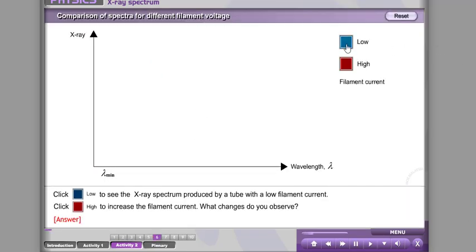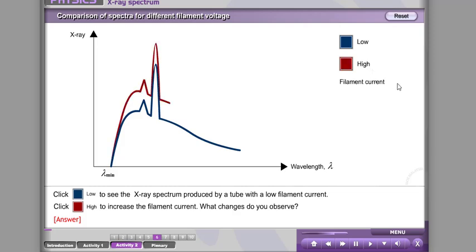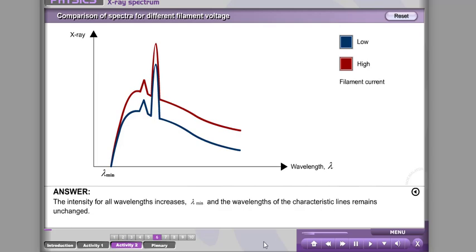Click the low button to see the X-ray spectrum produced by a tube with a low filament current. Click the high button to increase the filament current. What changes do you observe? Answer: the intensity for all wavelengths increases. Lambda minimum and the wavelengths of the characteristic lines remain unchanged.